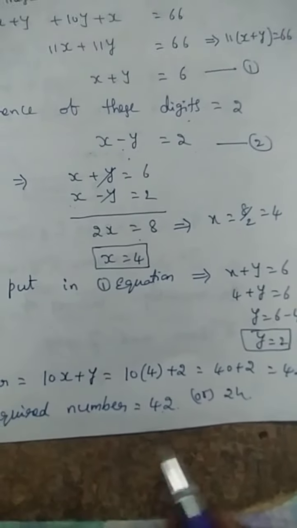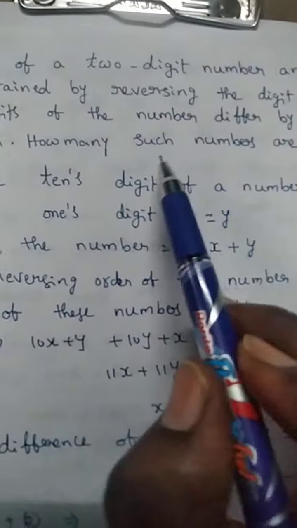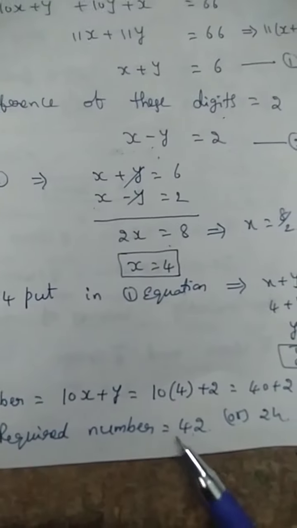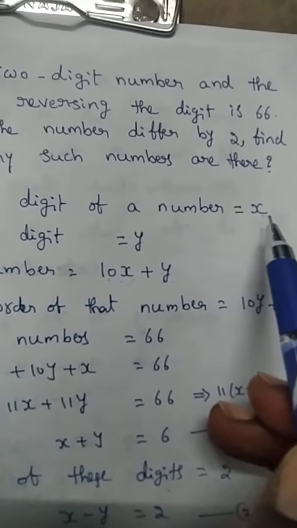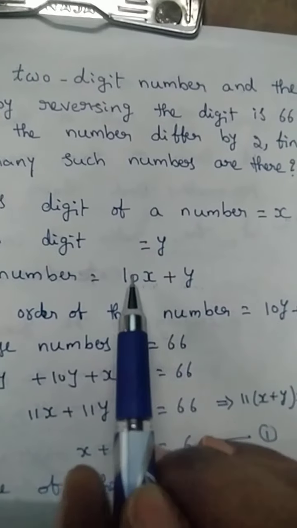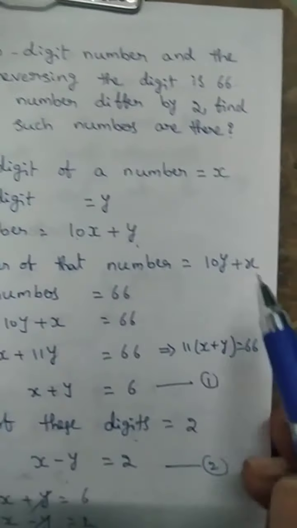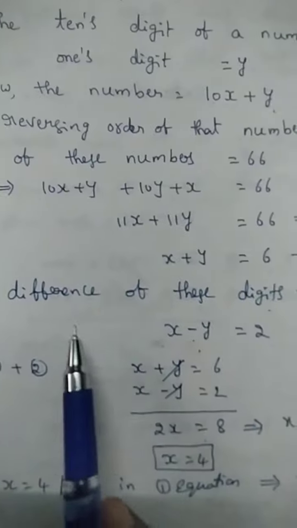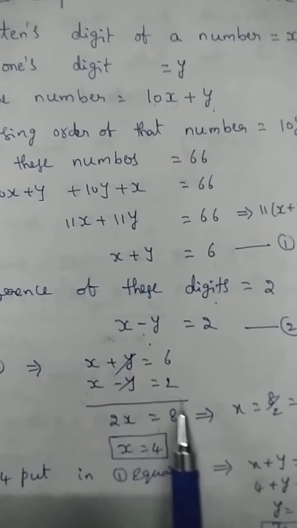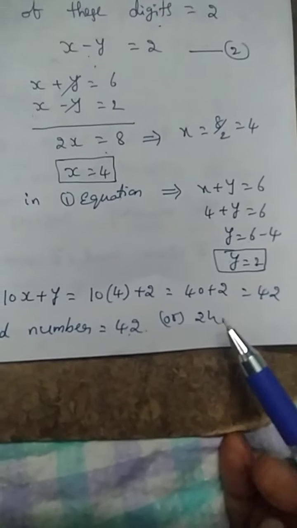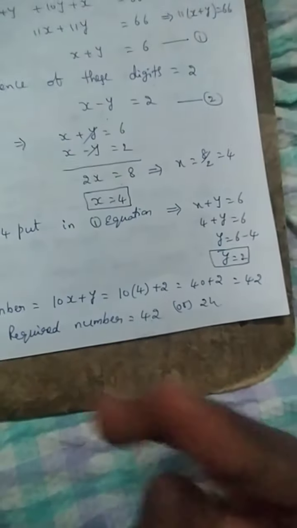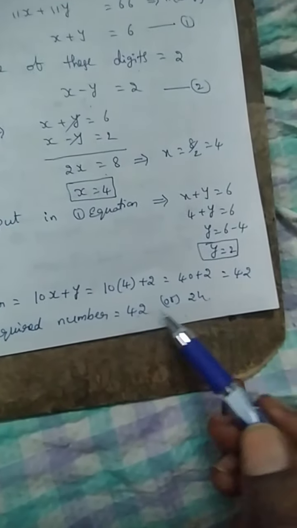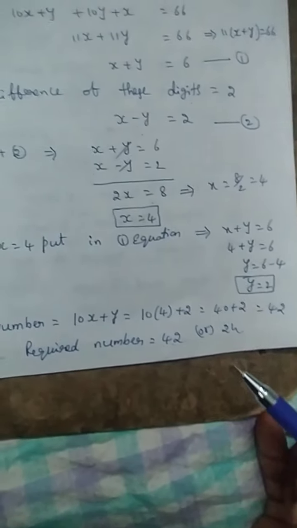Now, how many such numbers are there? 42 or 24. How do we get 24? With y as the tens digit and x as the ones digit, the number is 10y plus x instead of 10x plus y, and the difference is y minus x. In that situation we get 24. So how many such numbers are there? Only two, those are 42 and 24.